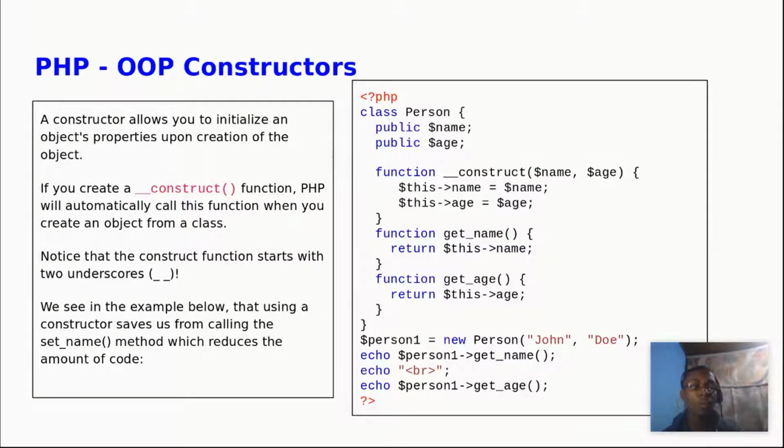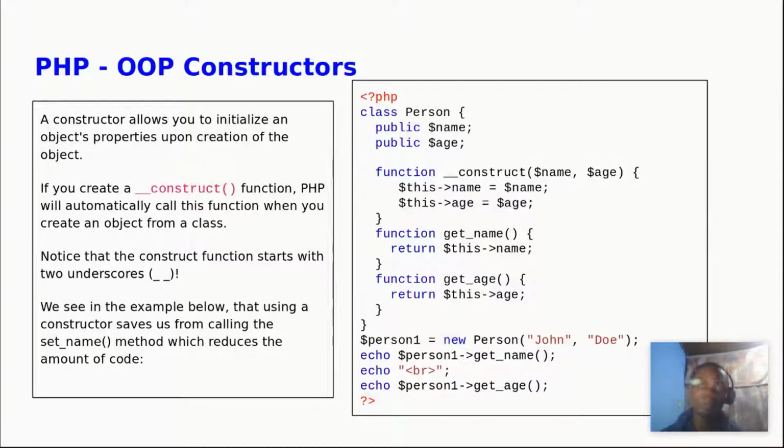Now if you create a construct function within your PHP class, this function will automatically be called when you instantiate a class. So in other words, to simplify it, constructors in PHP are used to initialize instances, or the initial properties of our objects. Now, I think you already understand what objects are in PHP. Let's check out this code.